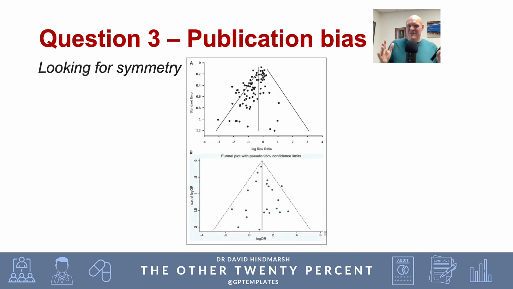I'm going to give you a better example of this because what you're looking for is symmetry to show that there has been a range of studies published. The top diagram here shows evidence of publication bias because they're all shifted over to one side, whereas the one at the bottom is more evenly distributed, and that's really what you're looking out for.